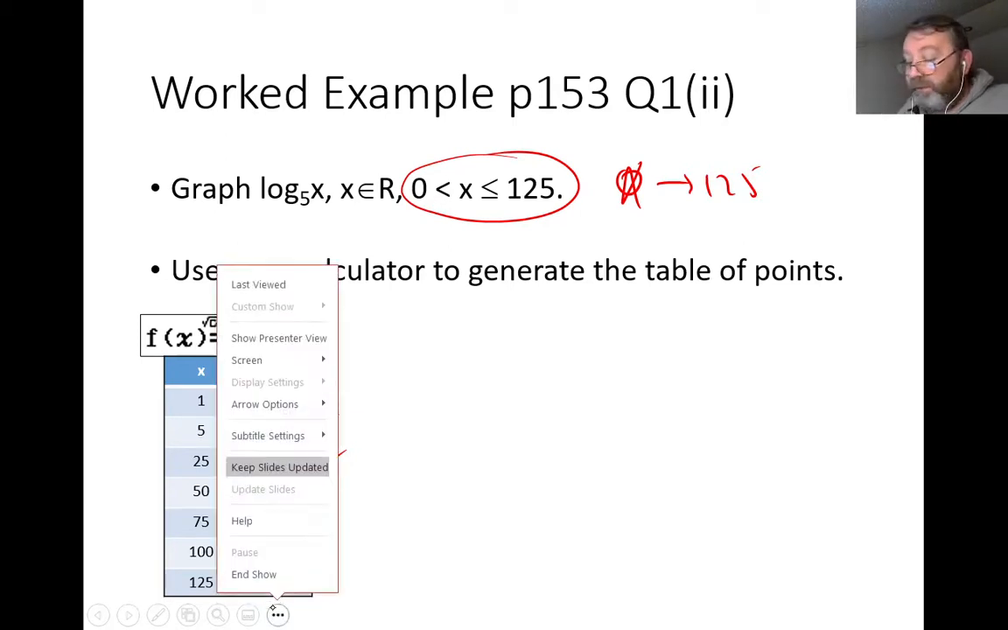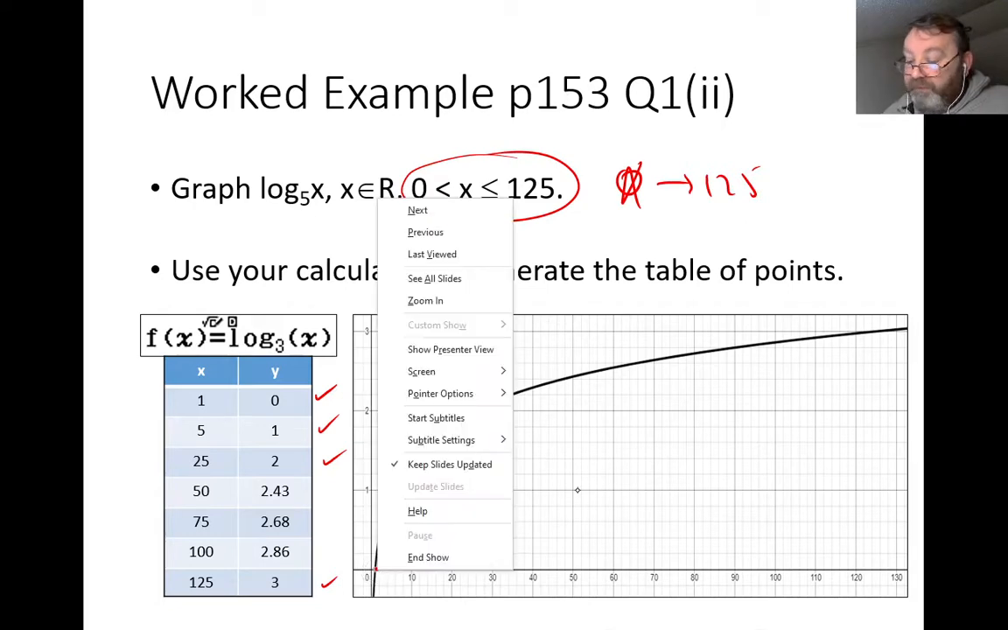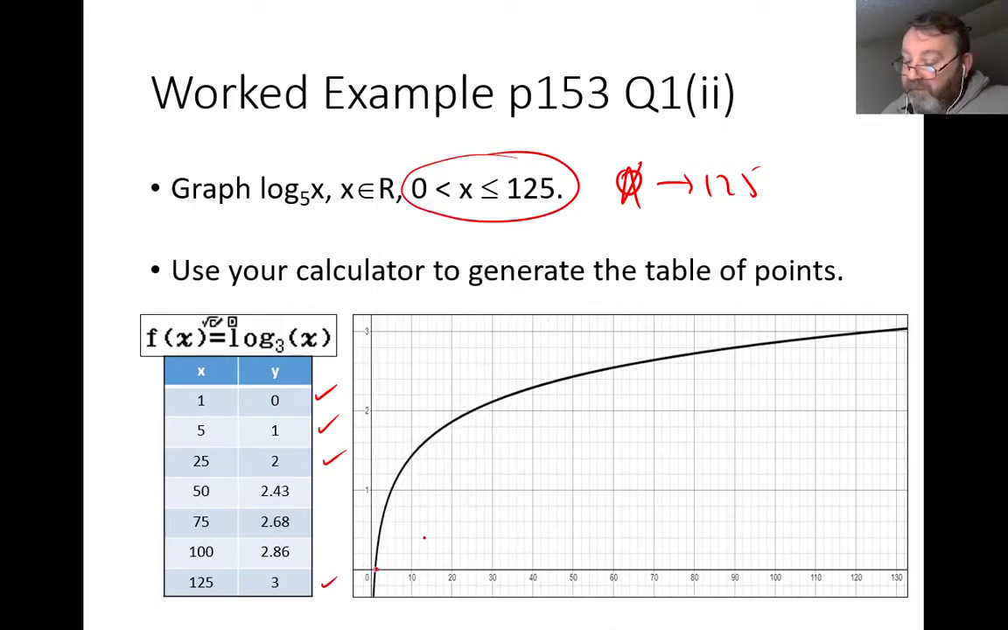So you'll get something like this. Whoopsie-daisy. You'll get something like this. Okay. Now, you get your (1, 0), which is there. Then you have, something wrong with my computer today, then you have (5, 1). So (5, 1) is there. And then you have (25, 2), which is here. And finally, the only other one I want to look at is (125, 3), which is there.